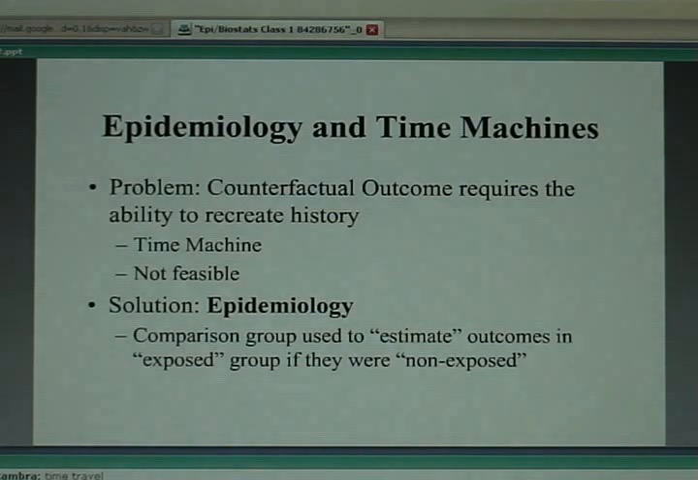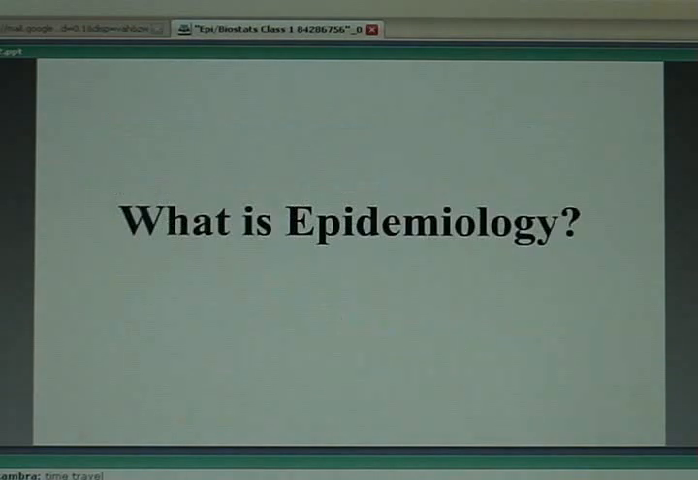So that's what we're going to be talking about today in the next 3 sessions, is how we design epidemiologic studies to try to estimate what the effect of spam is. So that brings up the question, what is epidemiology?